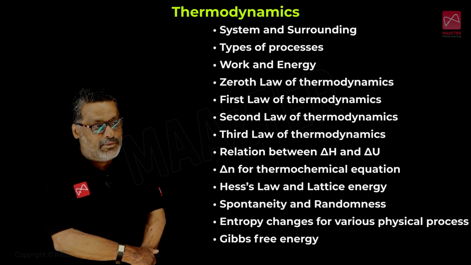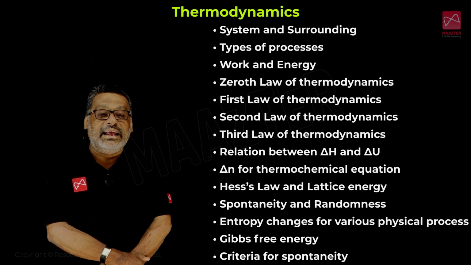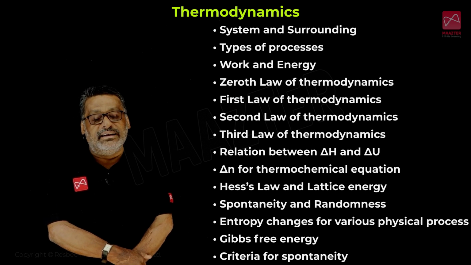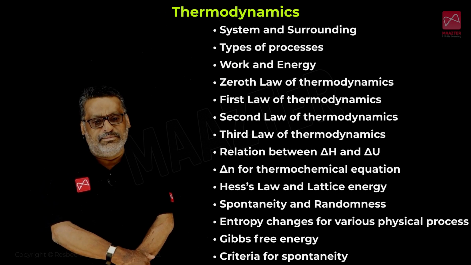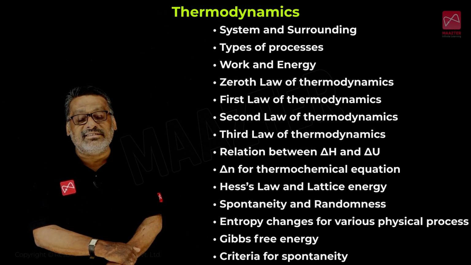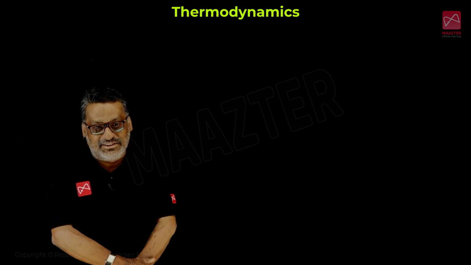We can expect some problems to be asked in 3 marks as well as in 5 marks. Finally, criteria for spontaneity based on delta G, delta H and delta S. An expected question from this part can be asked in the 3 marks part. That is the point to discuss about our thermodynamics chapter.